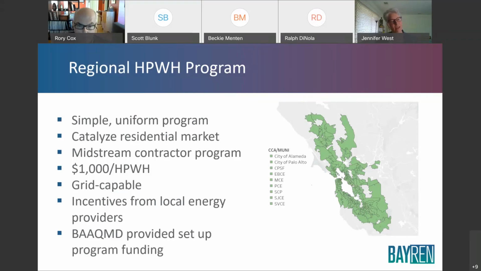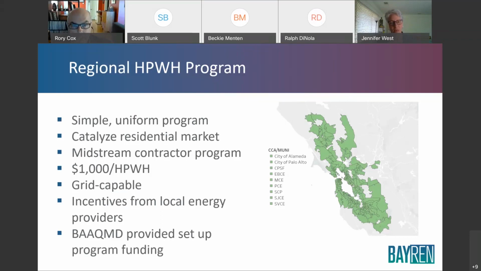We identified $1,000 as our incentive per installed heat pump water heater, and we required those to be not only installed with permits, but also to be grid capable. We are using incentives from our local energy providers for that $1,000. So this is not a CPUC funded incentive. The Air District generously provided the funding to set up our program.